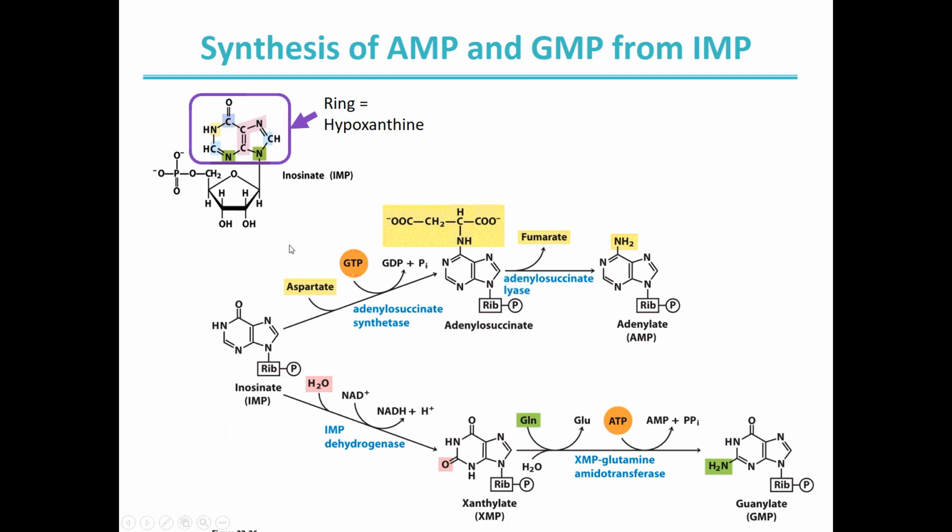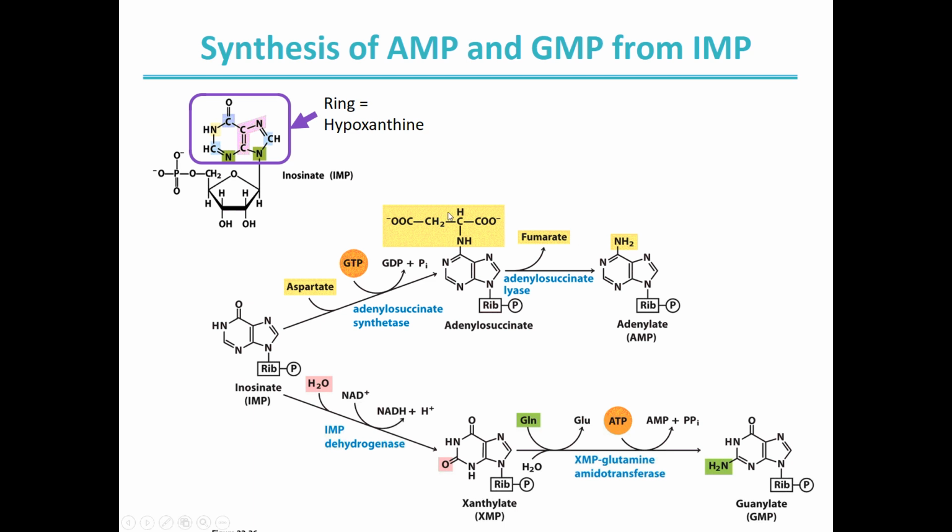Now with IMP, we can branch out and produce either AMP or, following the bottom pathway here, GMP. We're producing AMP and GMP, our purines, in both the monophosphate form. We can then come back and further phosphorylate those molecules to produce ADP, ATP, as well as GDP and GTP.